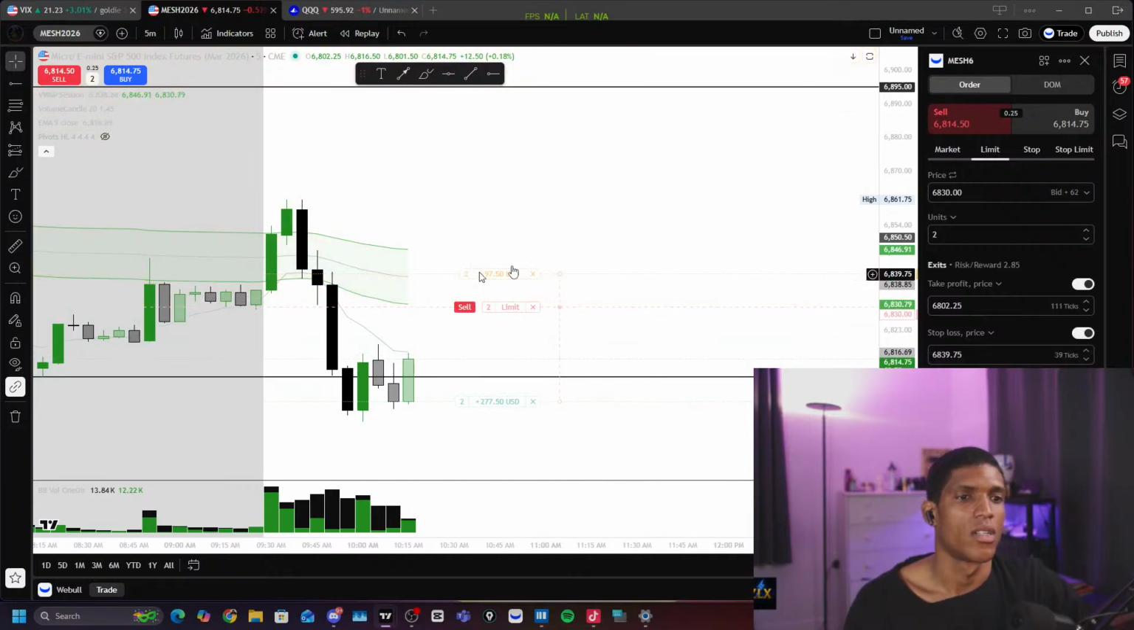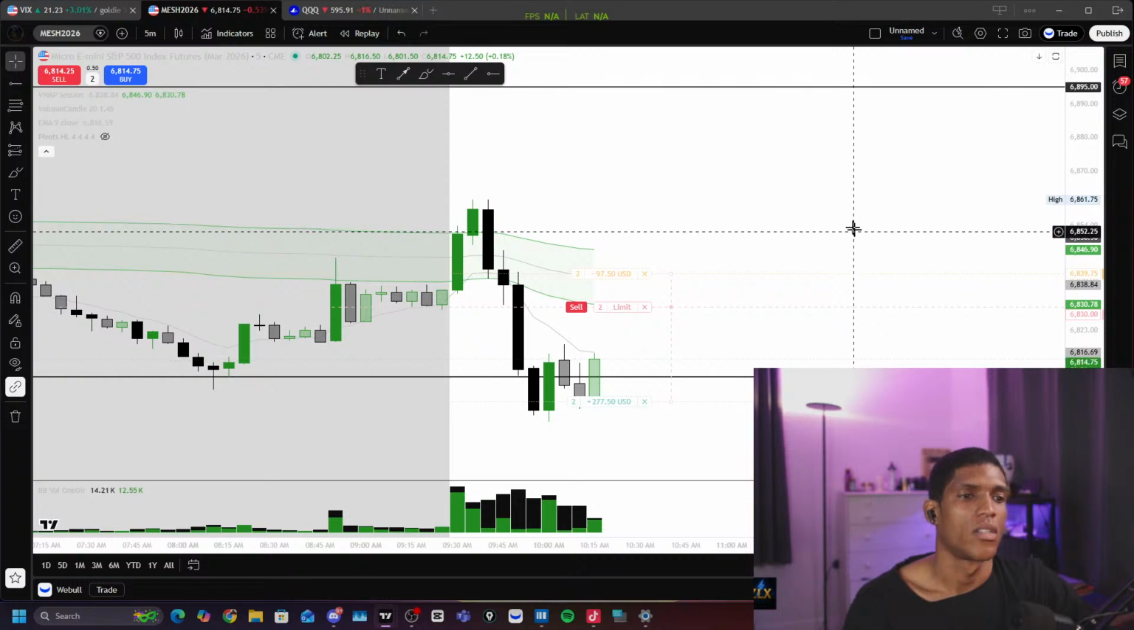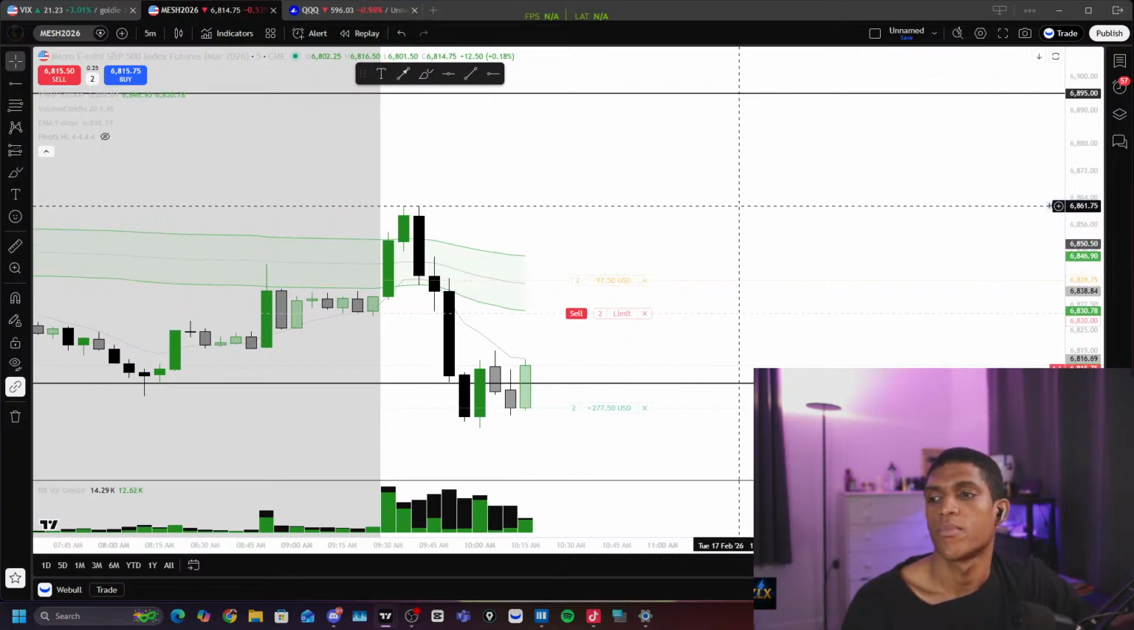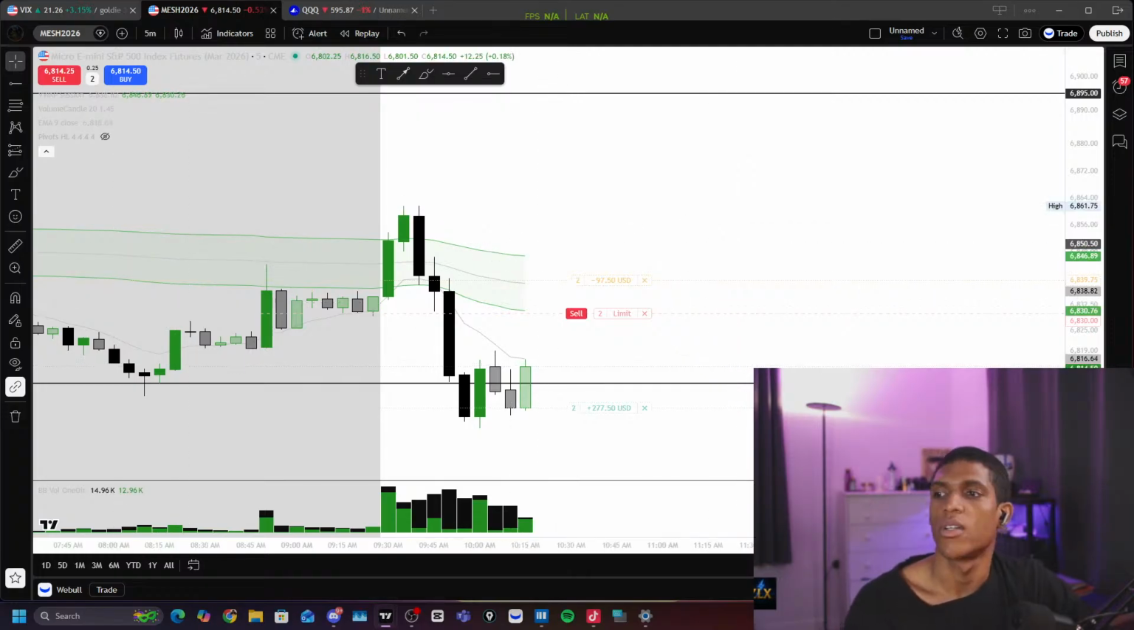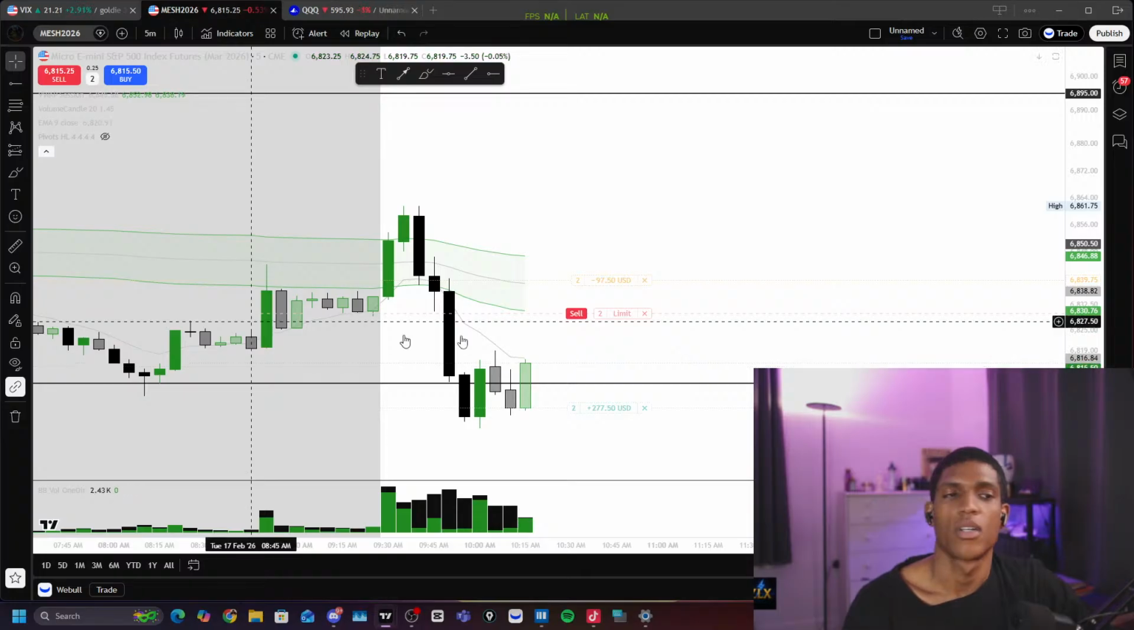I mean, it depends if we get a good entry, because this pull up has literally no volume. It's just, is it gonna reject the 9, or are we gonna get a little skim?